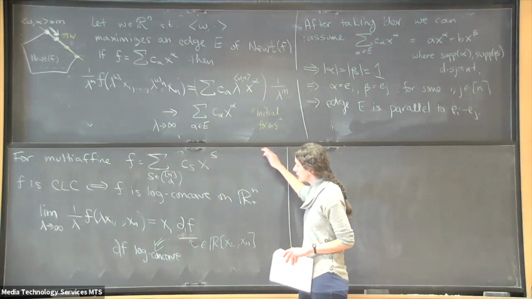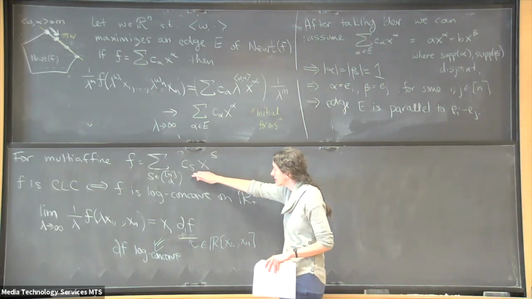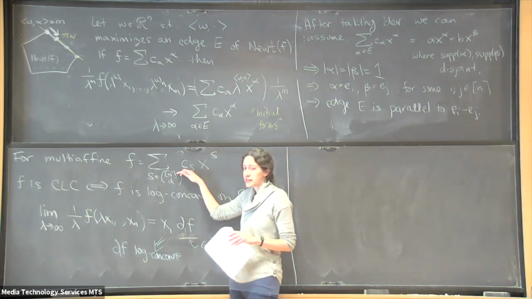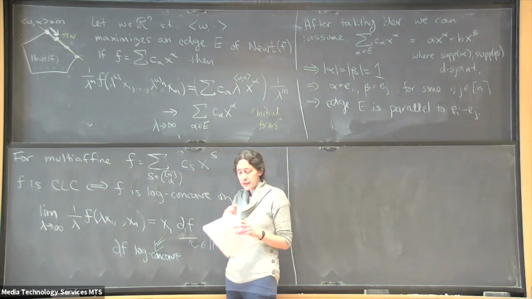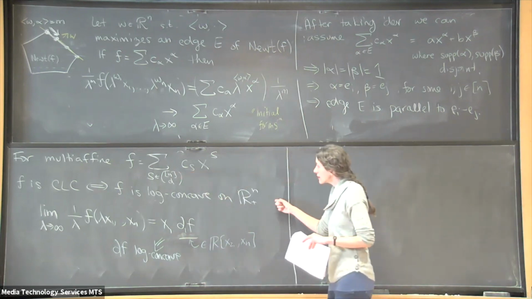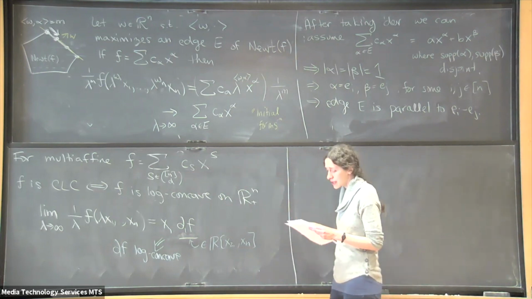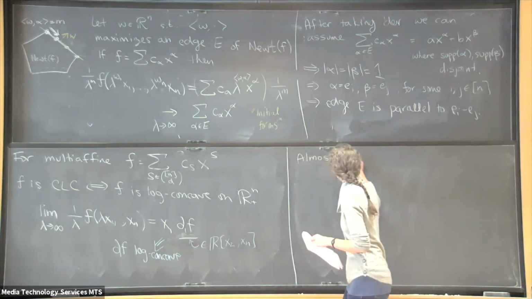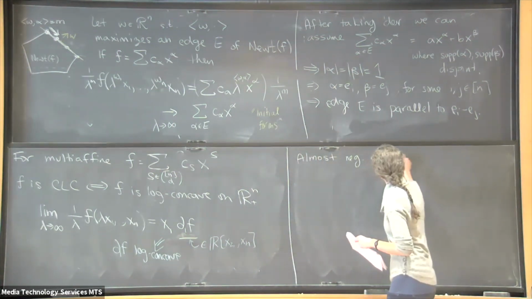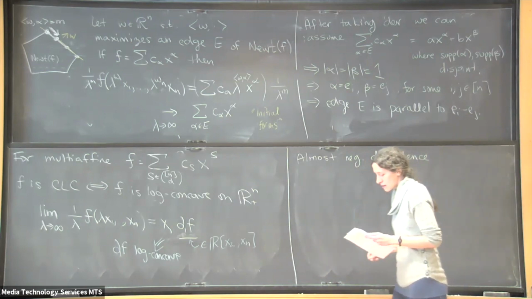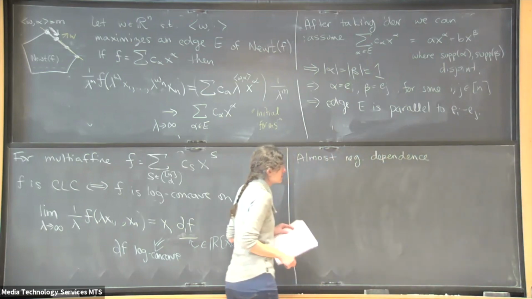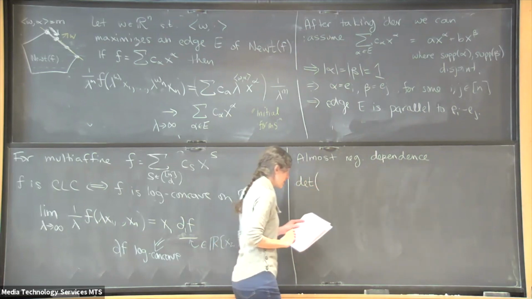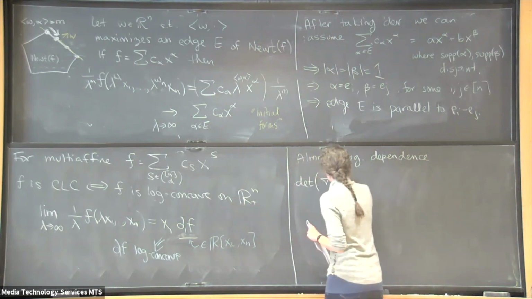So we said last time that if you have a multi-affine stable polynomial like this, then the coefficients correspond to distributions with negative dependence. And log concavity is not enough to completely recover this, but you do get a scaled version, almost negative dependence. You can recover this, for example, by taking a 2x2 minor of the Hessian of the log.